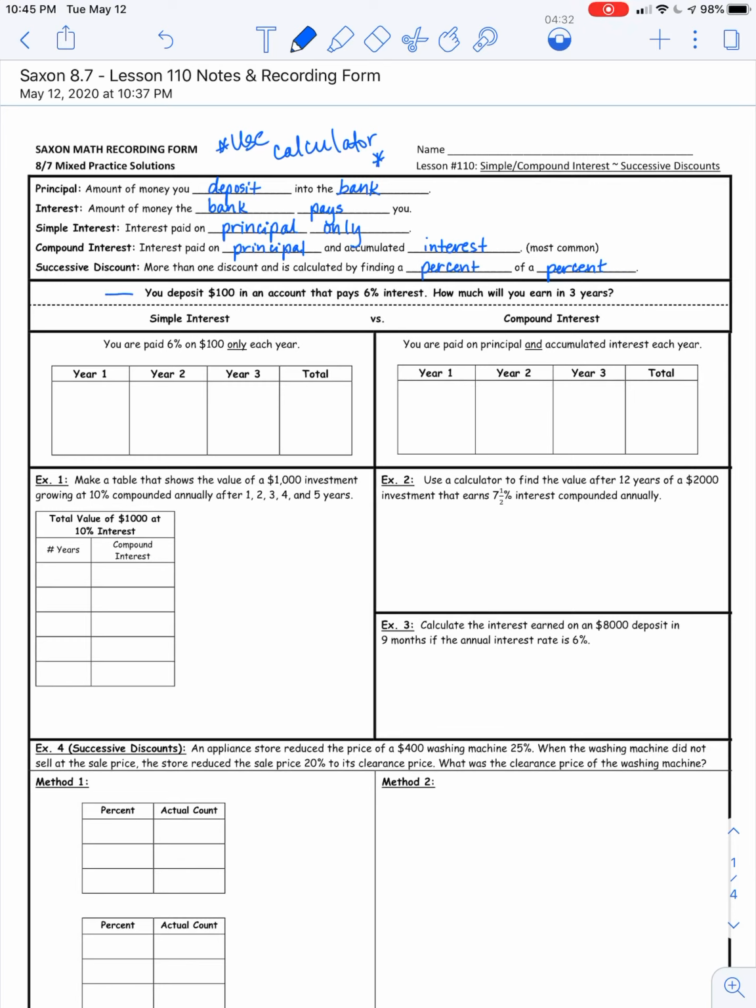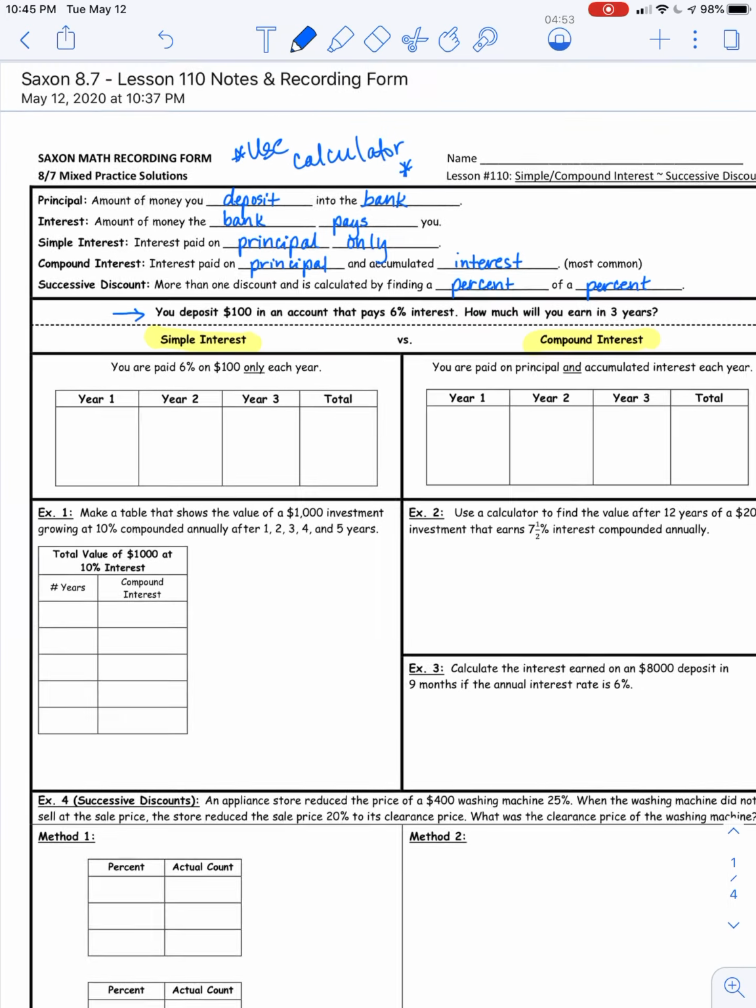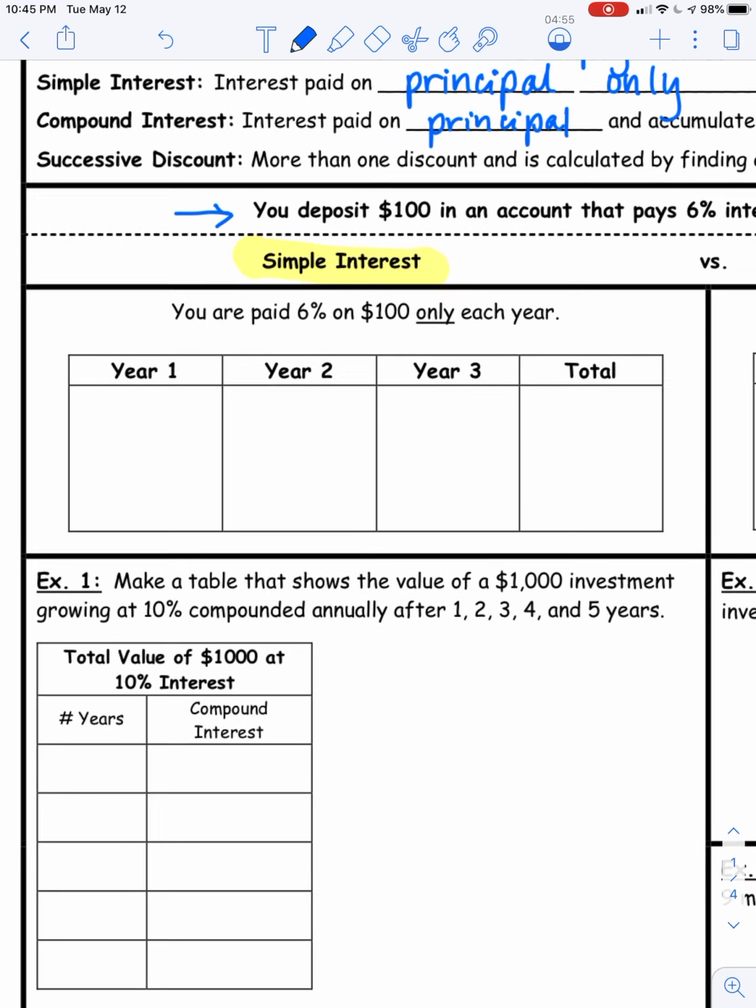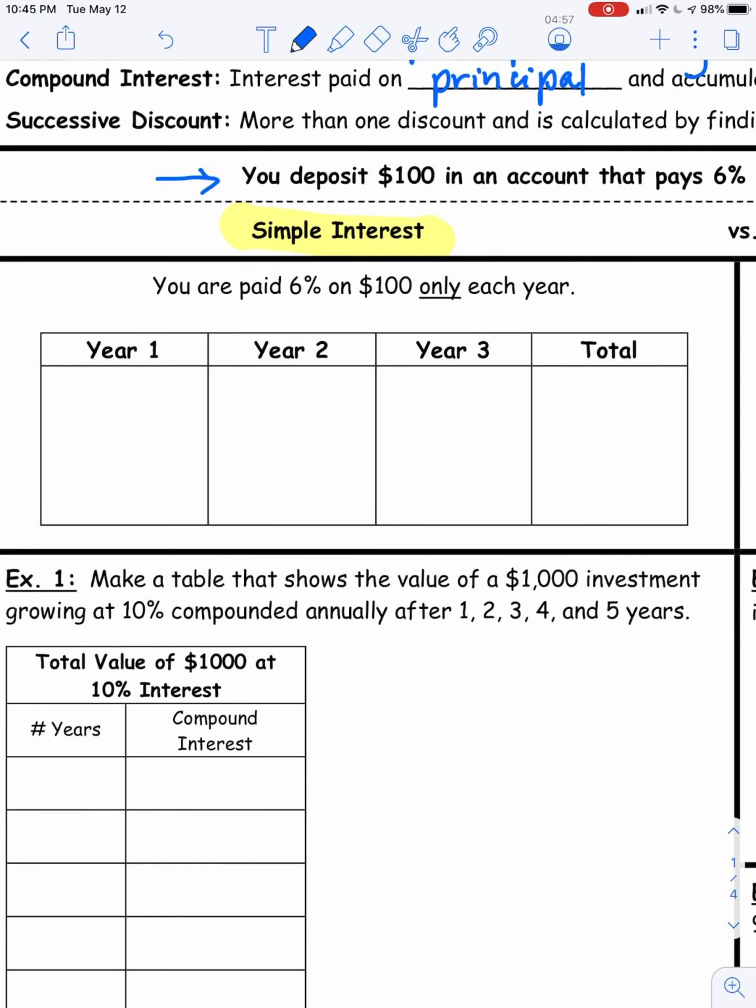So let's say you deposit $100 in an account that pays 6% interest, and we want to see how much you're going to earn in 3 years' time if you had a simple interest savings account, and then how much you make if it was a compound interest savings account for 3 years. So I'm going to blow this up a little bit. Let's look at the simple interest first.